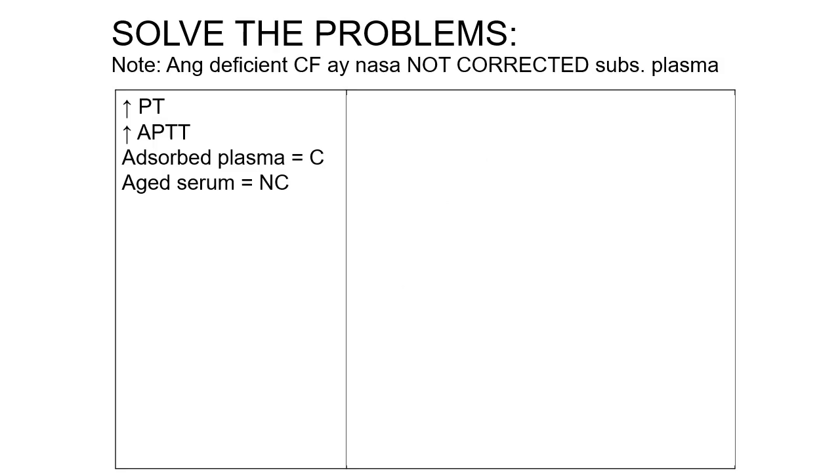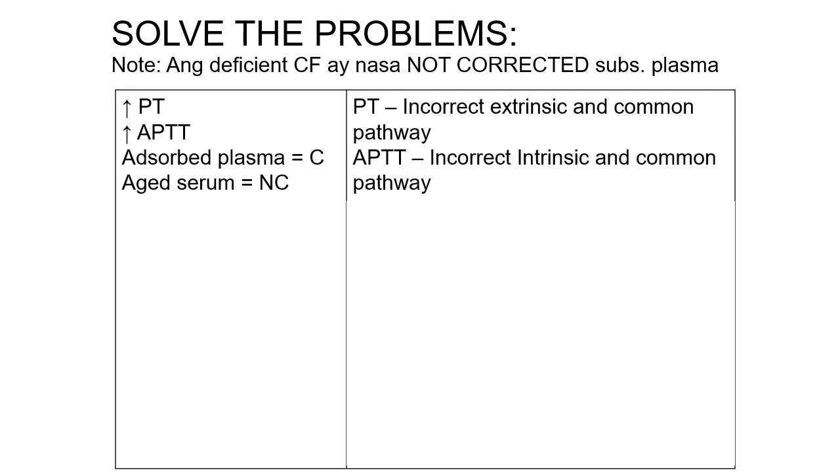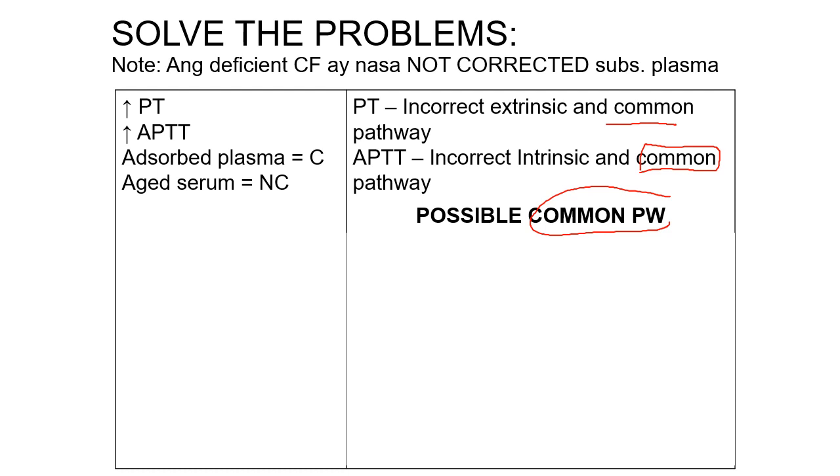So, the problem is prolong ang PT, PTT is prolonged, adsorbed plasma is correct, H serum is not corrected. PT, ang ibig sabihin ng prolonged PT is incorrect ang extrinsic or common pathway. APTT, incorrect yung intrinsic and common pathway. So, ang problem natin nasa common pathway. Okay? So, possible na ito lang ang problem natin. Kasi in both PT and APTT, nagkaroon ng derangement.